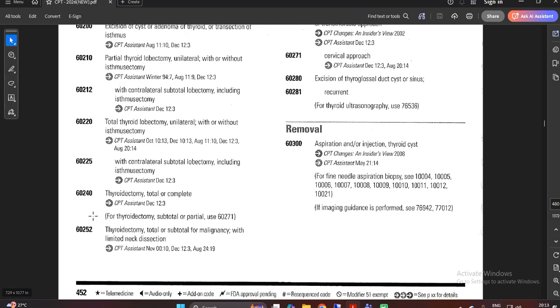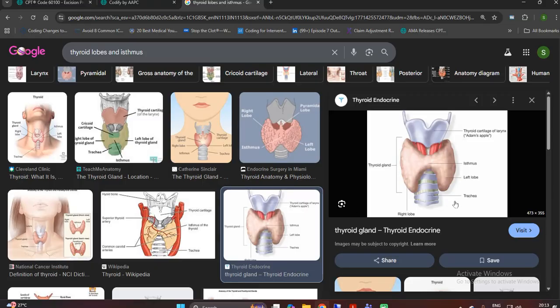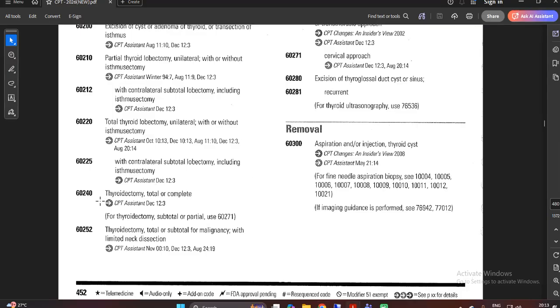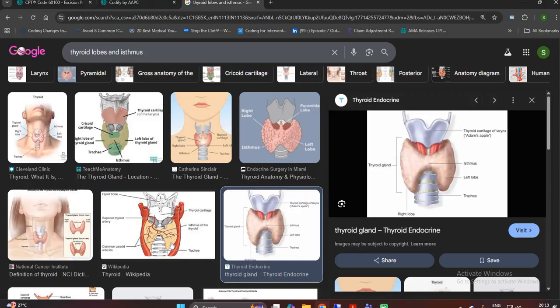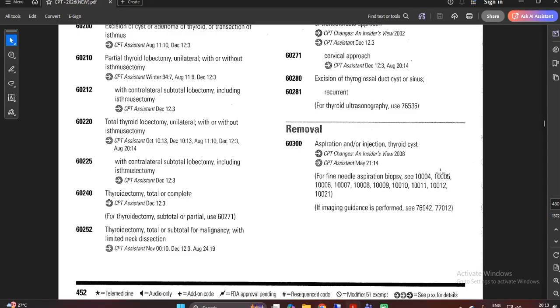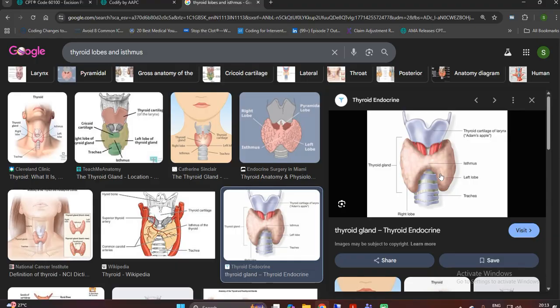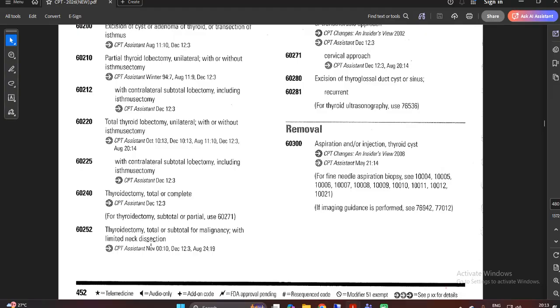Okay, next 60240, thyroidectomy total or complete. Here the physician will remove the total thyroid gland, right lobe as well as left lobe. So that time we will code this one, 60240, total or complete. 60252, thyroidectomy total or subtotal for malignancy with limited neck dissection. Okay, so along with the total thyroid gland, the physician will remove the lymph nodes at the neck area also. So that time 60252. Mostly you will use 60252 for malignancy or thyroid cancer.